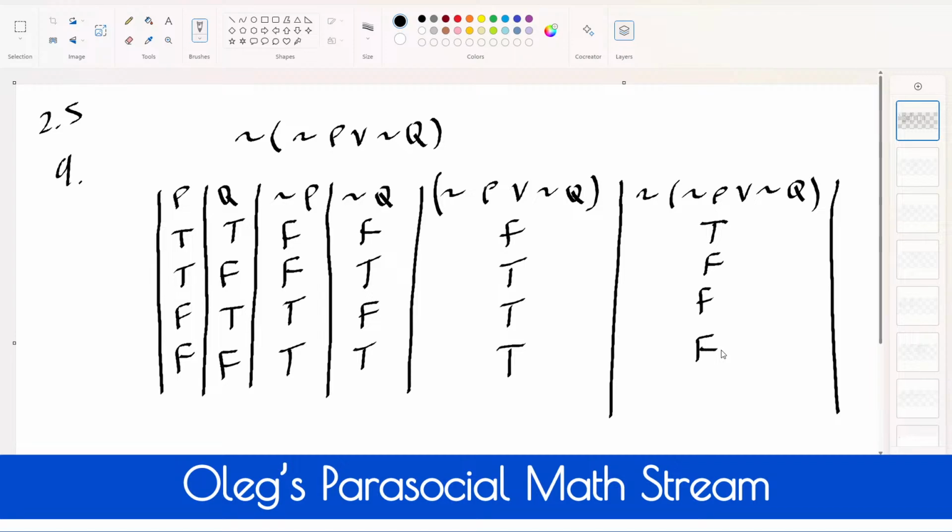All right. Let's check the book. True, false, false, false. False, true, true, yeah. Yeah, all right. The book agrees. All right, good.